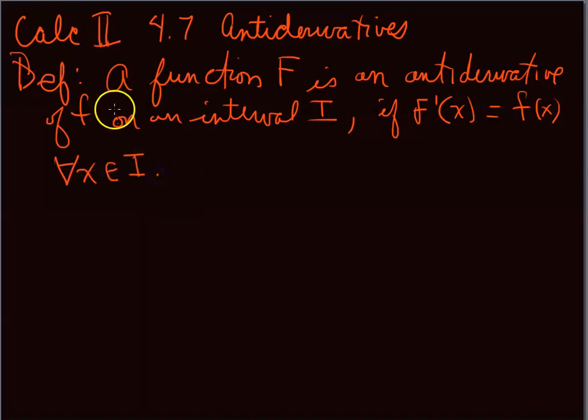Okay, so a function F is an antiderivative, so that's what the definition's for, of little f on an interval I if the derivative of capital F equals little f of x for every x in that interval I. So the antiderivative means that it's the thing you took the derivative of. So, this is another definition here, so we can get these definitions out of the way.